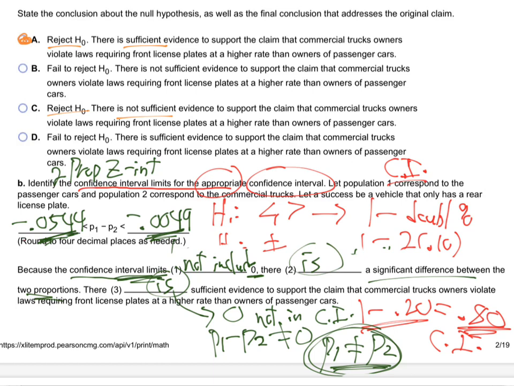All right. Yeah, right? Because 0 is not included. 0 is not in there. Then their difference is not 0. They are not the same. There is a significant difference. There is sufficient evidence to support the claim that they're different. All right.